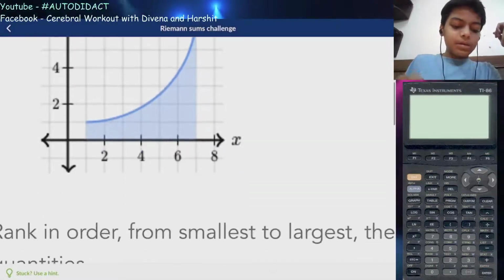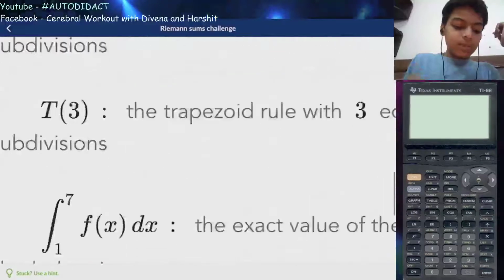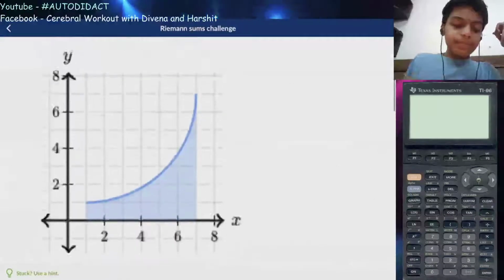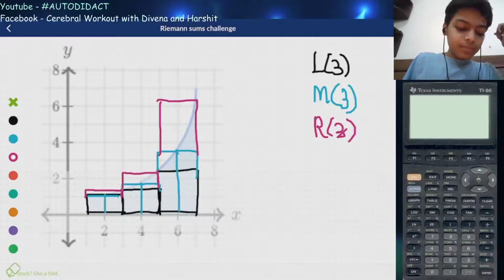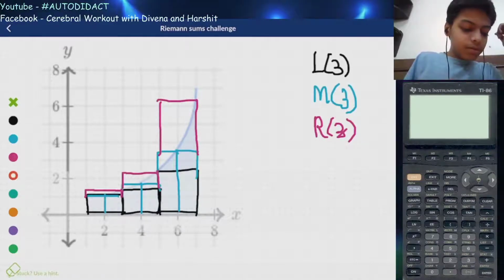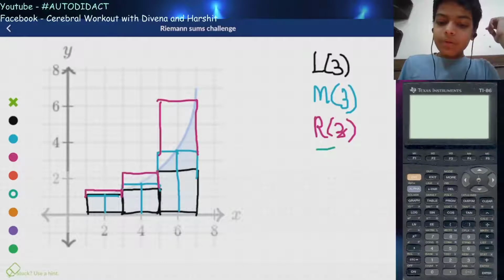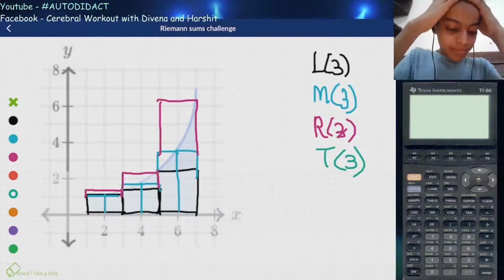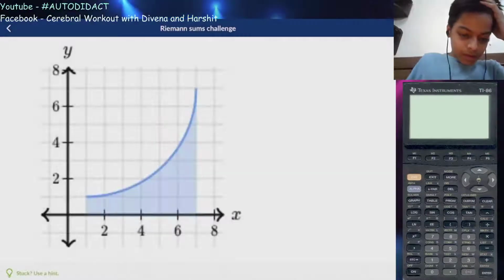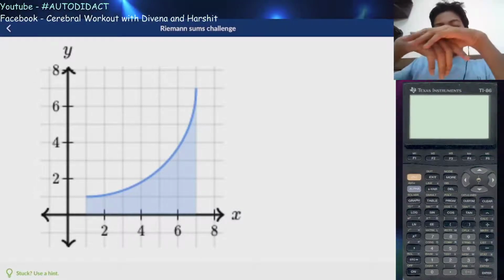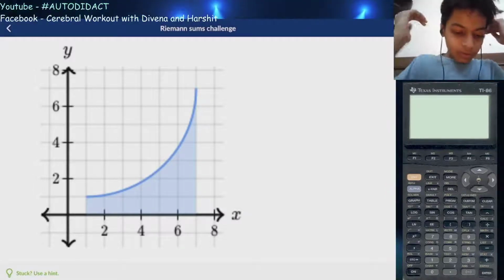Let's do the next one. The next one is T of 3. T of 3 is the trapezoidal rule. The trapezoidal rule will consist of from 1 to 8, 1 to 7. It will be 3 equal subdivisions. 3 equal subdivisions will be from 2 to 2.